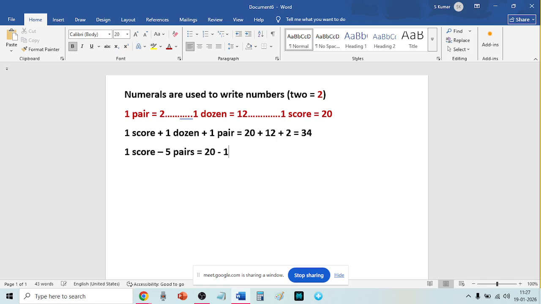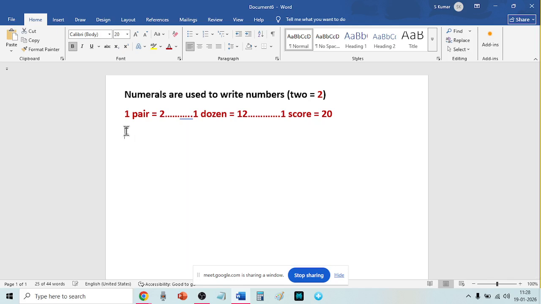Say that. Why is it taking so long? Now say 20 minus 10 equal to 10. That's all. Go on talking, don't keep quiet. Even if you are calculating, say I'm calculating, I'm trying, I'm adding, I'm subtracting.